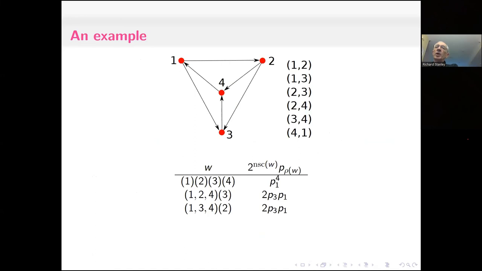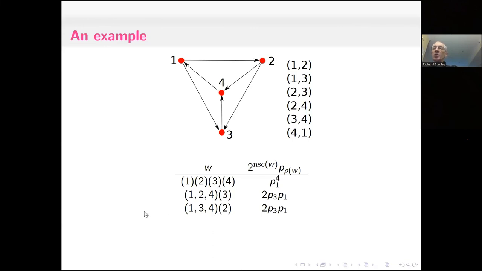Now, here is an example illustrating this theorem of Dari. This is my digraph. These are the edges. This is a tournament, actually. You see it has this unique odd cycle, 1 to 2 to 4 to 1. There's one other odd cycle, 1, 3, 4 to 1. There are two odd cycles. So we want all permutations whose non-singleton cycles are an odd cycle of this digraph. So the non-singleton cycles have to be either 1, 2, 4 or 1, 3, 4.